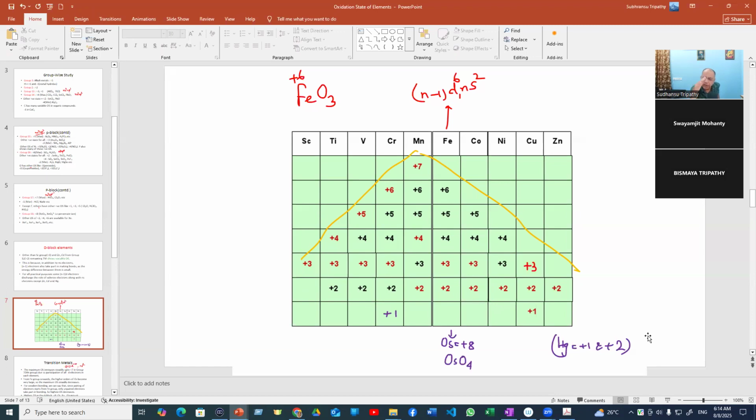Only +3. 4s2 will go and immediately the 3d1 will jump. The moment 4s2 jump, 3d1 will jump. So it will be +3. The reason we'll be knowing later why it is happening. But slowly slowly, see the oxidation state increasing.